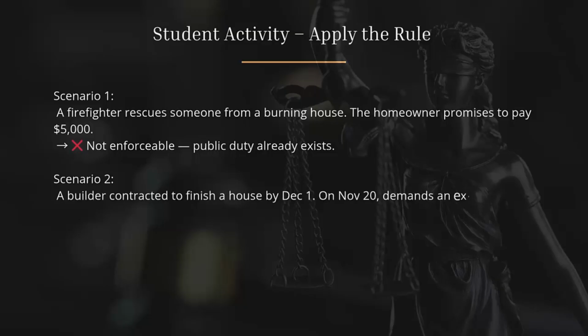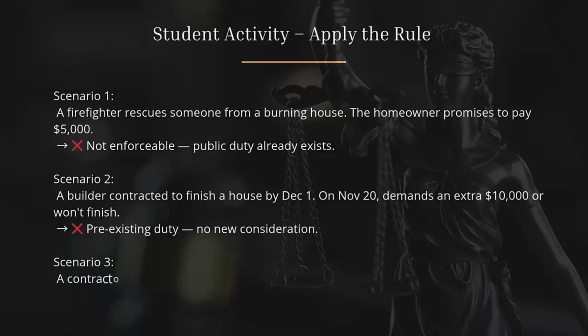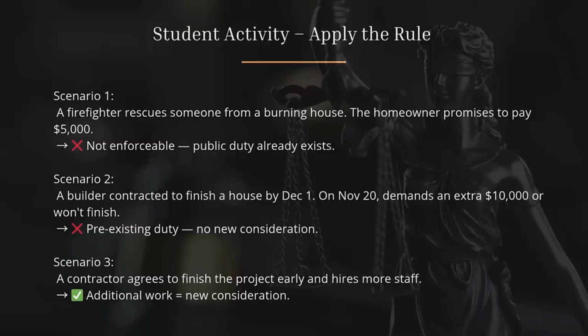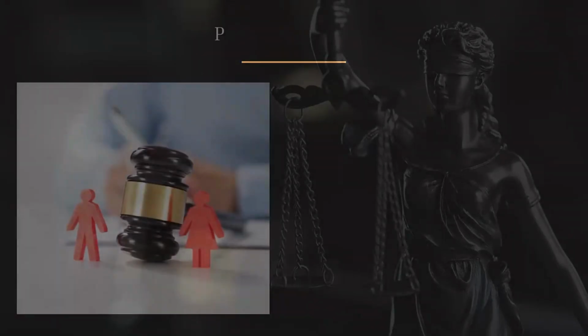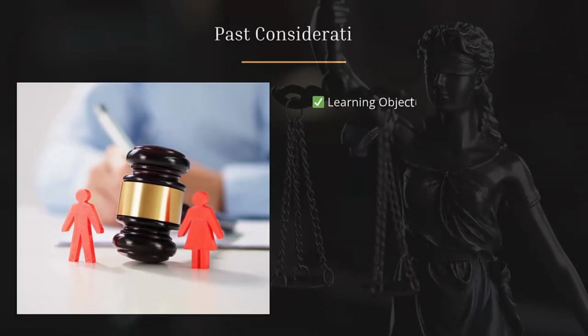Scenario 2. A builder contracted to finish a house by December 1st. On November 20th, he demands an extra $10,000 or won't finish. Pre-existing duty, no new consideration. Scenario 3. A contractor agrees to finish the project early and hires more staff. Additional work equals new consideration.